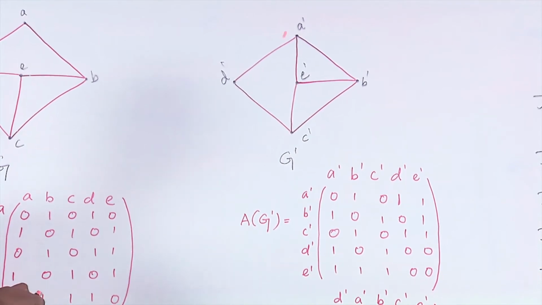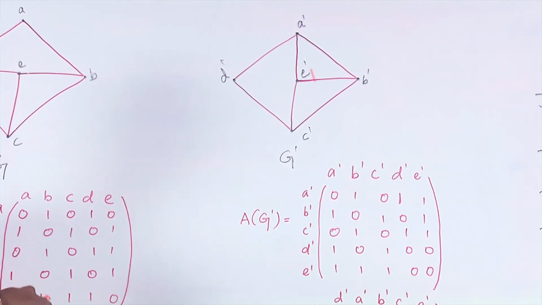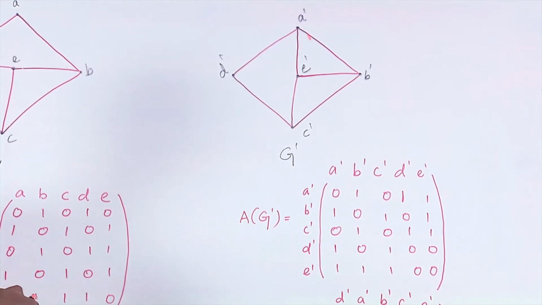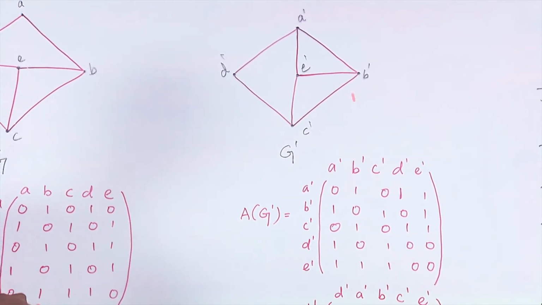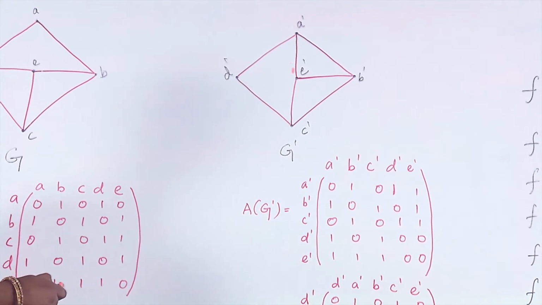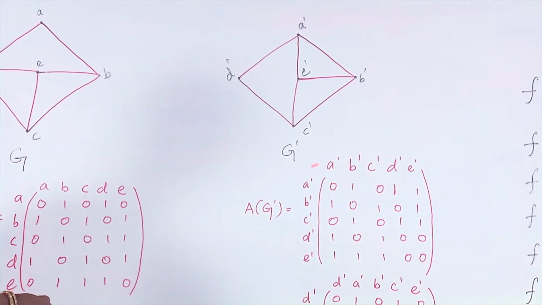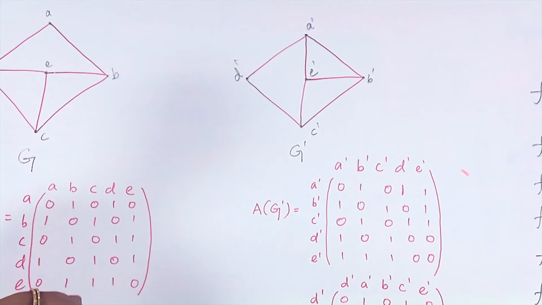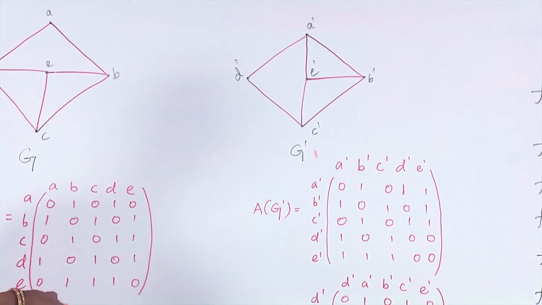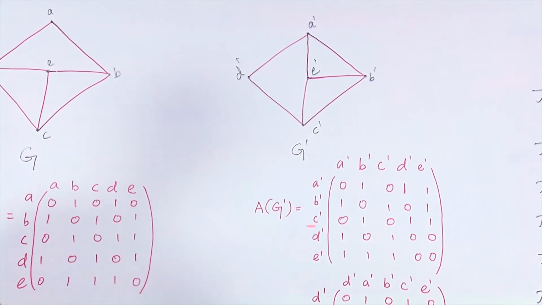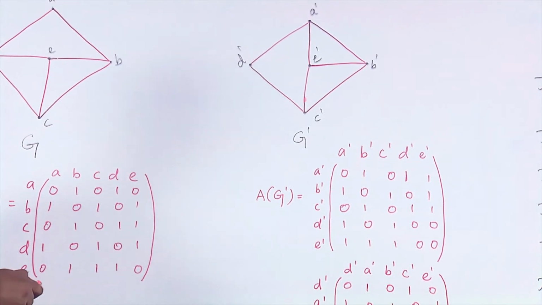So A dash is not adjacent to itself, that is, the entry is 0. A dash and B dash are adjacent to each other, the entry is 1. A dash and C dash are not adjacent, the entry is 0. A dash and D dash are adjacent to each other, the entry is 1. A dash and E dash are adjacent to each other, the entry is 1. So we finished with the first row. Similarly, we can find all the entries for all other rows by the usual procedure. So this is the adjacency matrix corresponding to G dash.